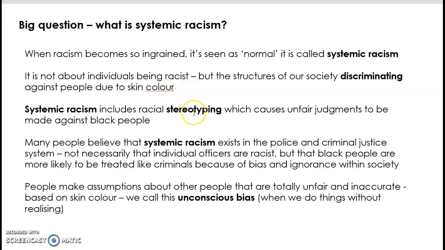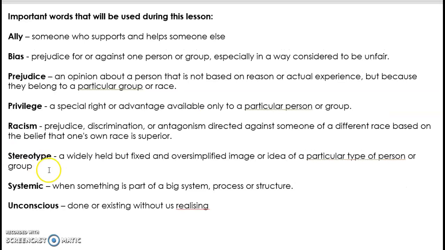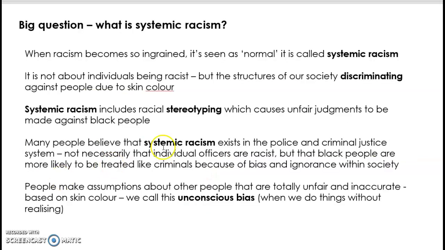And this includes stereotyping. Now, stereotyping, as you can see on this glossary, is when we have a widely held view about a particular type of person or group. So we can stereotype, we can have a view or belief about black people, and we can make unfair judgments because of those stereotypes without really knowing the truth.